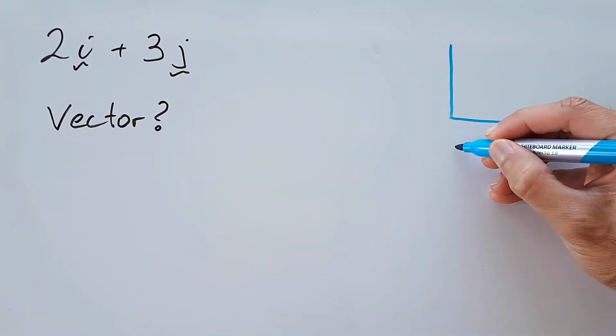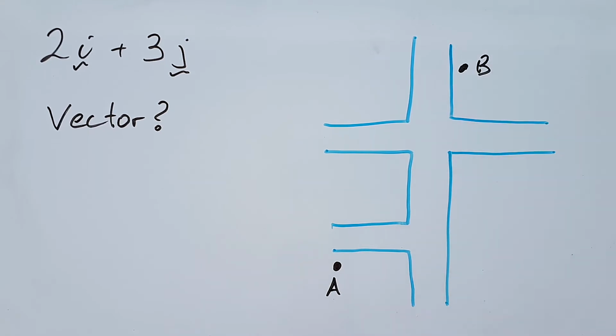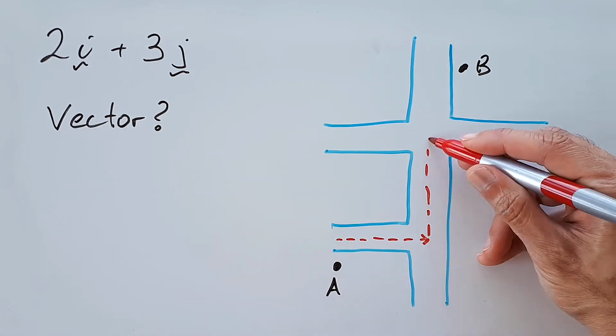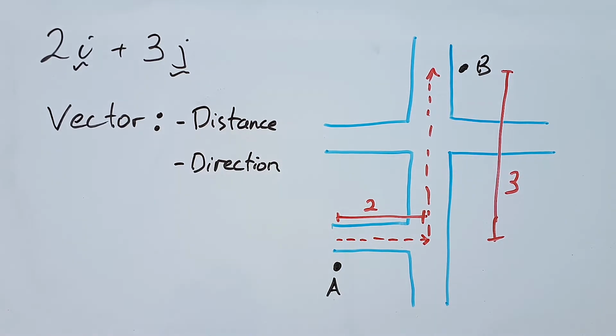Let's imagine that you are a tourist lost in a foreign city, and you're trying to find your way from A to B. So you ask a local for directions, and what they tell you to do is walk 2 blocks east, followed by 3 blocks north. Telling you how far to go and where to go is exactly what vectors do.